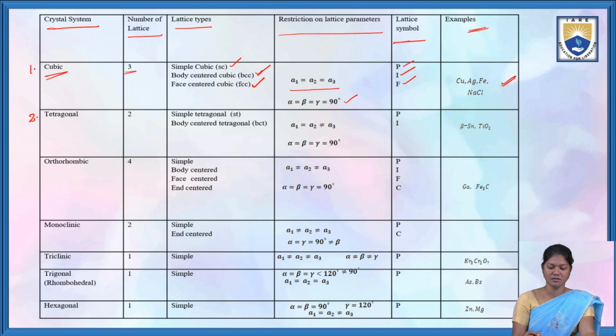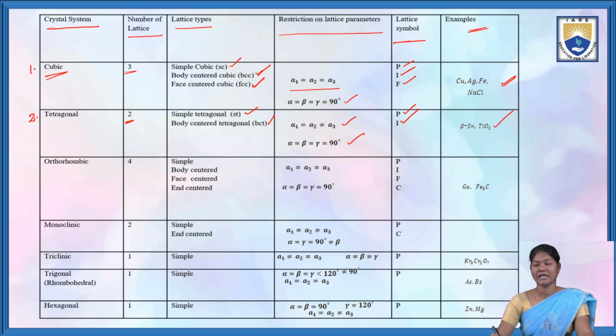the tetragonal crystal system. So it gives 2 space lattices. One is simple tetragonal, another one is body centered tetragonal. Here the dimensions are A1 is equal to A2 is not equal to A3. Alpha is equal to beta is equal to gamma, that is equal to 90 degrees. So it shows primitive lattice and body centered lattice. And here titanium dioxide we can take as an example.